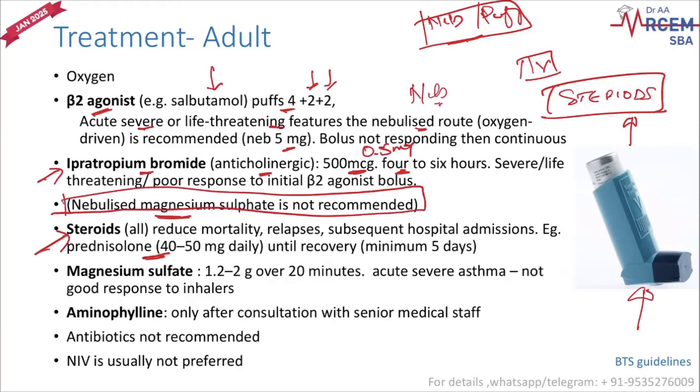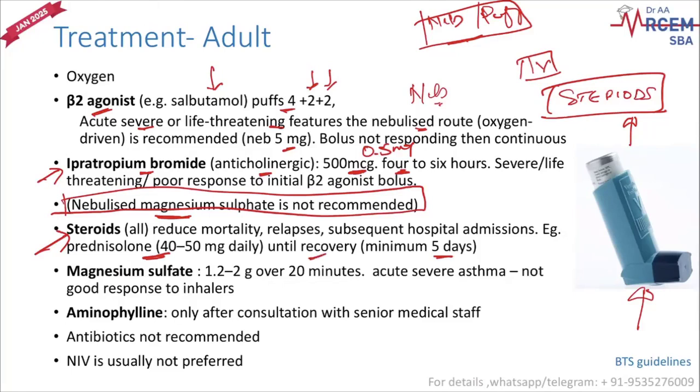If he's not able to take it orally because it is near fatal asthma and you're planning to intubate the patient, then you might have to give it intravenously, like hydrocortisone, or much better, methylprednisolone, because it has much better penetration in the lungs. Usually we prescribe a minimum of 5 days, or until he's completely recovered or back to his baseline.